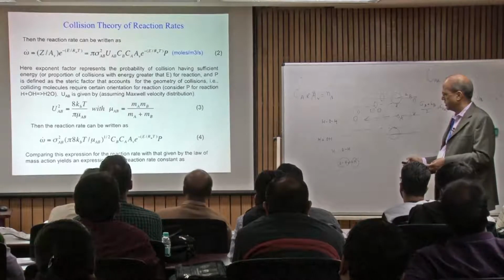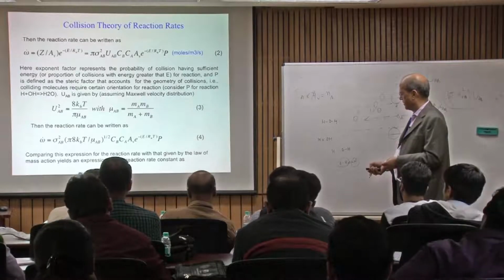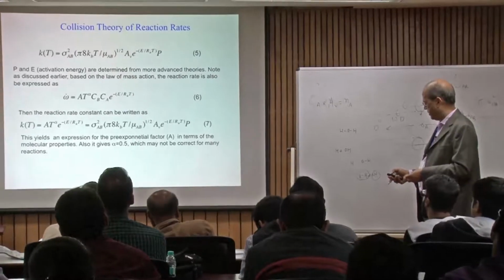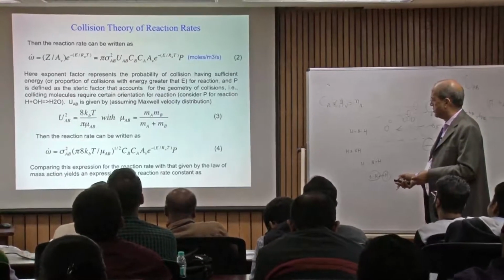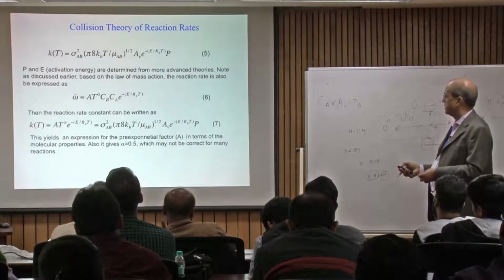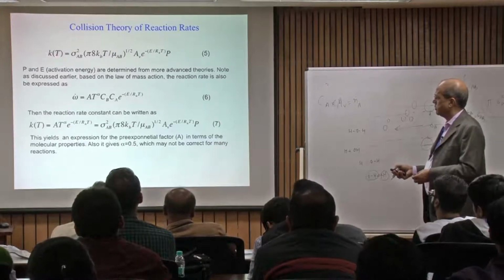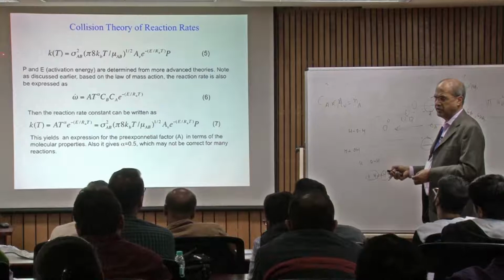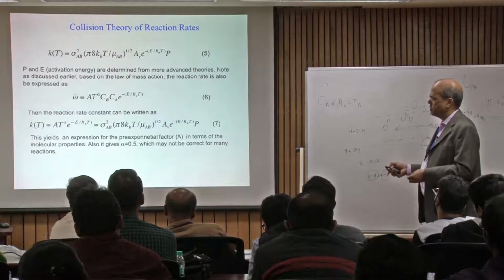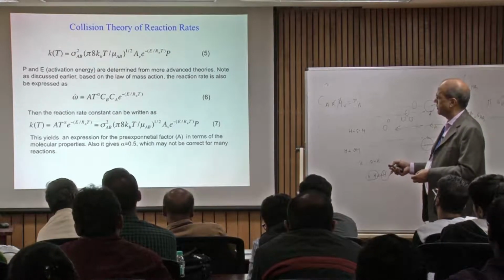That's on the next slide. So this expression is compared with the one given by the law of mass action. If you compare this, we can write an expression for K, because K times CA times CB gives the reaction rate, right? Now we have two expressions for the reaction rate, so equating those, we can get an equation for K.